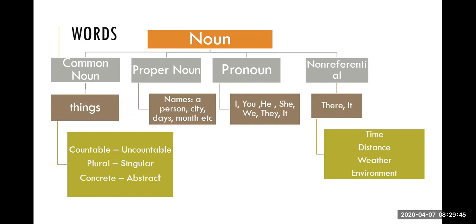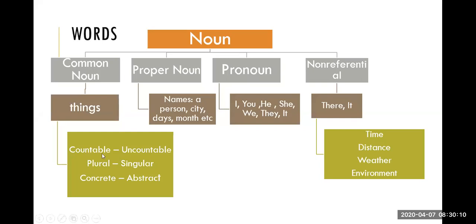And of course, when we talk about pronoun, there are several kinds of pronouns like subjective pronoun, objective pronoun, possessive pronoun. But what we use for subject, of course, is only subjective pronoun. In this case, you can use I, you, he, she, we, they, or it. Okay.